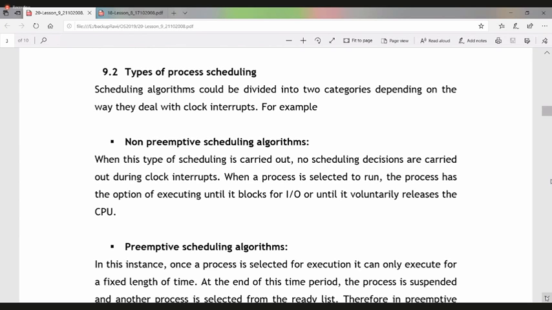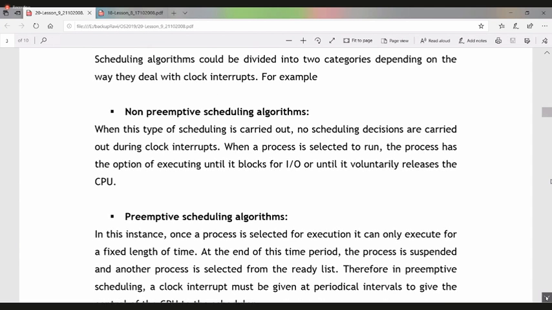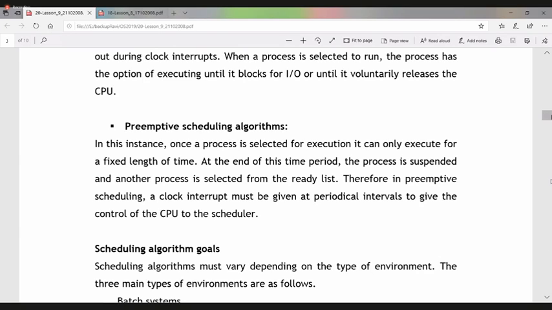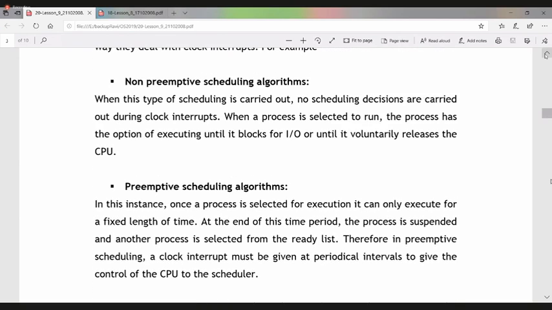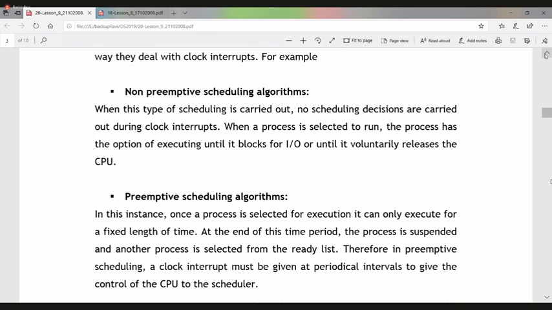Now there are two main scheduling algorithms. I think last week we met these terms, preemptive and non-preemptive. Right? I briefly mentioned that. So you have to learn these terms. What is non-preemptive scheduling? What is preemptive scheduling?